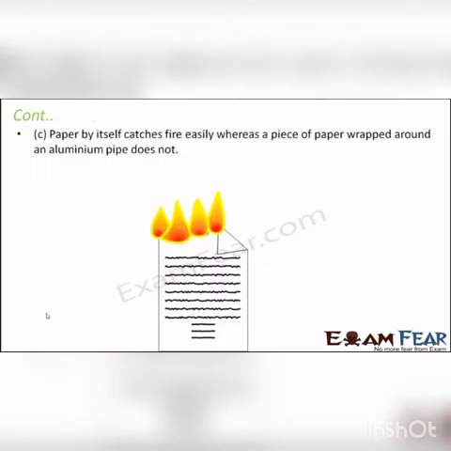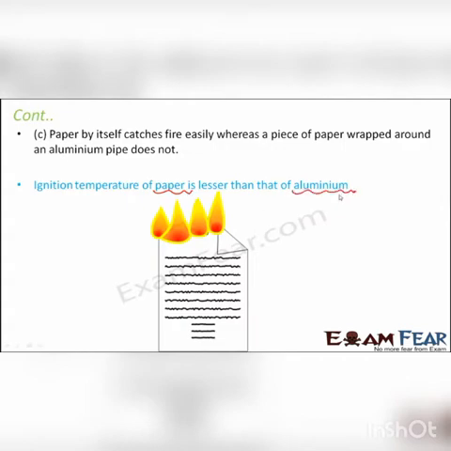Paper by itself catches fire easily, whereas a piece of paper wrapped around an aluminium pipe does not. Now, how easily an object will catch fire depends completely on the ignition temperature. Those substances which have a very low ignition temperature will catch fire very easily. So the same thing happens here. The ignition temperature of paper is very low, so it catches fire very easily. But the ignition temperature of aluminium is quite higher. So when you have the same piece of paper but it is wrapped around aluminium, the overall ignition temperature increases. And that is why it does not catch fire that easily.